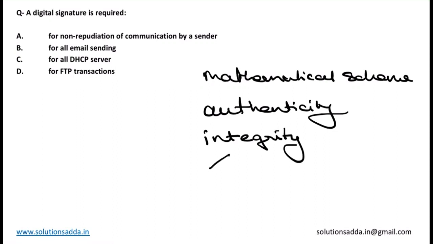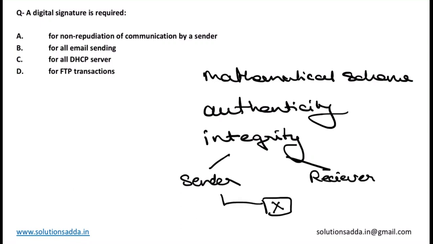So if a sender is sending some data and a receiver is receiving the data, there should not be any modification in between. Hence whatever messages the sender sends, it should be received by the receiver in the same format as it was sent. So this integrity is also provided by digital signature. Also digital signature provides authenticity. What is authenticity? That the message has been sent by the genuine sender.